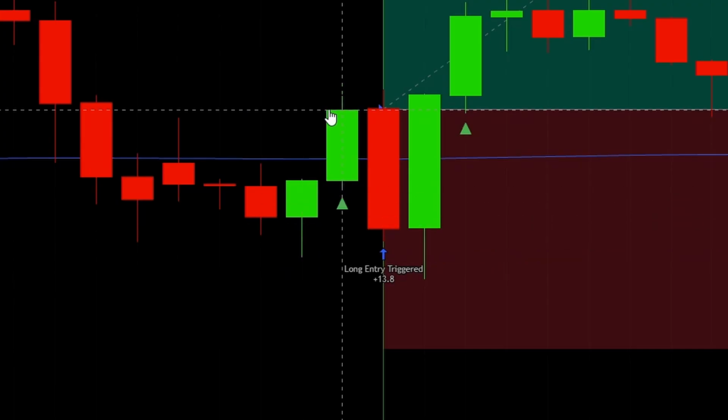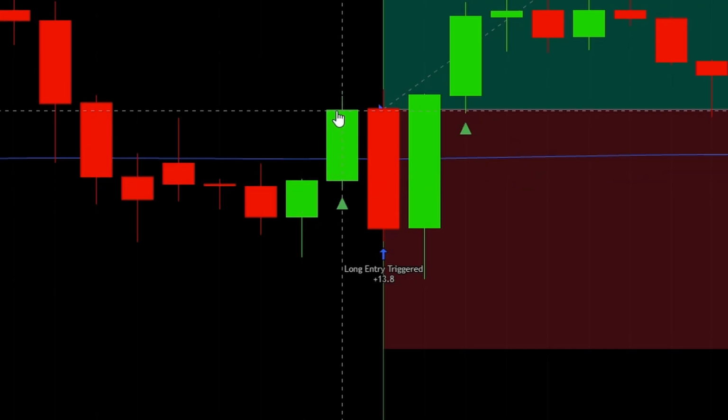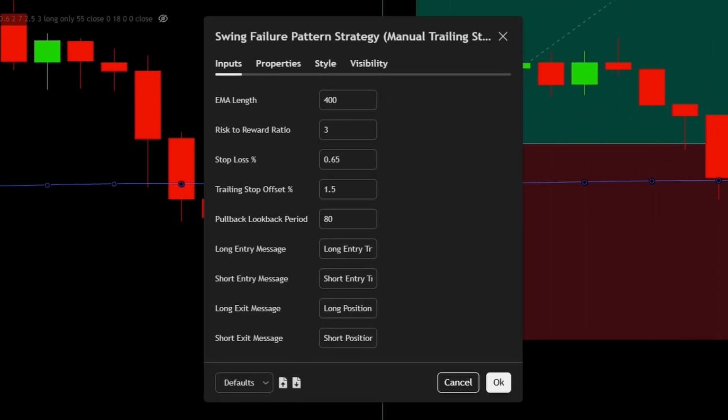And the candle needs to close above the previous candle's high point. So around here was the previous candle high point, and the current candle close was here. But for this optimized strategy, that's not all. So here is the strategy script itself.